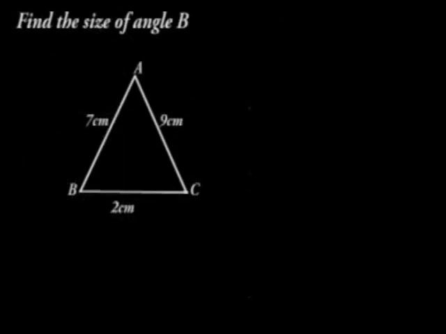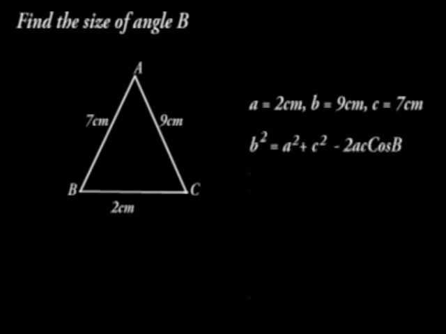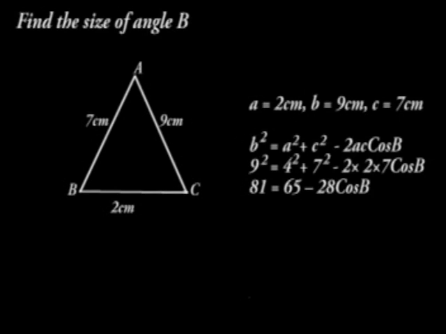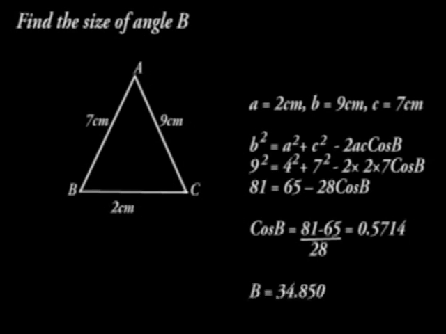Finally, let's take an example of cosine rule. Find the size of angle B in the triangle below. According to the cosine rule, a is equal to 4 centimeters, b is equal to 9 centimeters, and c is equal to 7 centimeters. b squared is equal to a squared plus c squared minus 2ac cos B. Substituting in the values and finding the missing angle, cos B is 0.5714, and finding the inverse of that, we have B is 34.85.